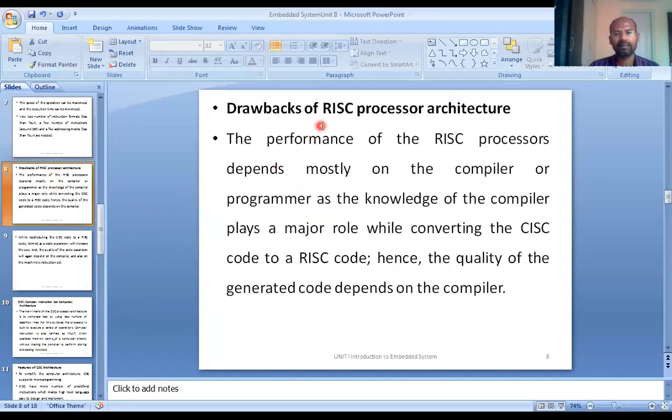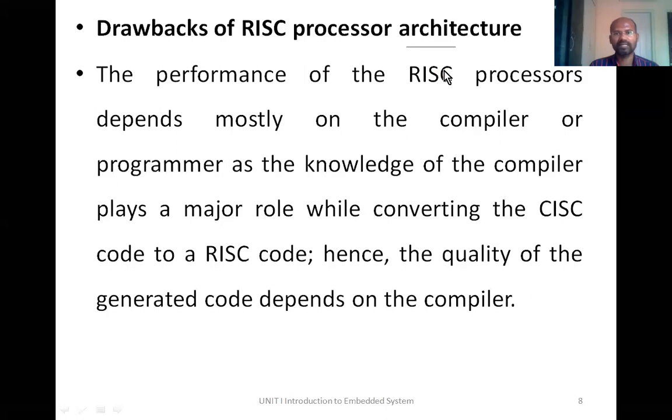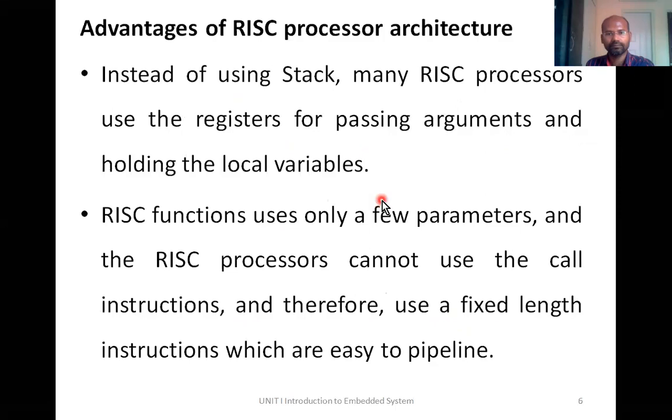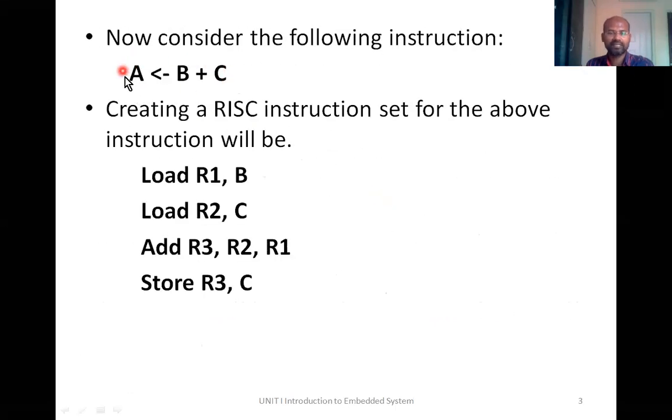Next, drawbacks of RISC processor architecture. The performance of the RISC processor depends mostly on the compiler or programmer, as the knowledge of the compiler plays a major role while converting CISC code to RISC code. Hence, the quality of the generated code depends on the compiler. So here, in the first slide, see, this is the instruction to be executed. If it is a CISC computer, you can write this task directly with one instruction.